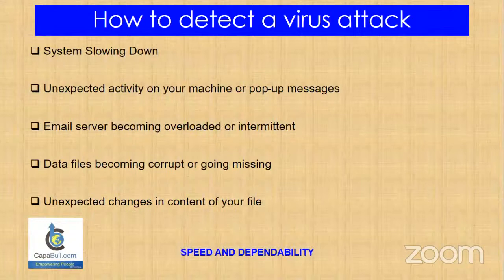Then we have data files. So data files can become corrupt and go missing. So in a case where, let's say you want to open a data file and you cannot read the information, or you had saved your data in a specific place and now you're checking and you cannot find them. They've actually maybe been deleted, or they have been moved from where you had placed them to a different place without your knowledge. And that could be an indication of a virus attack.